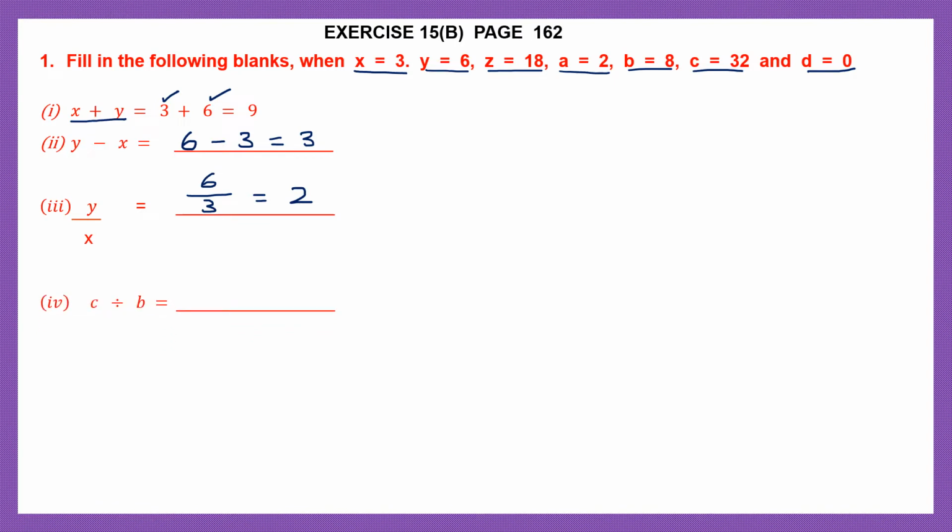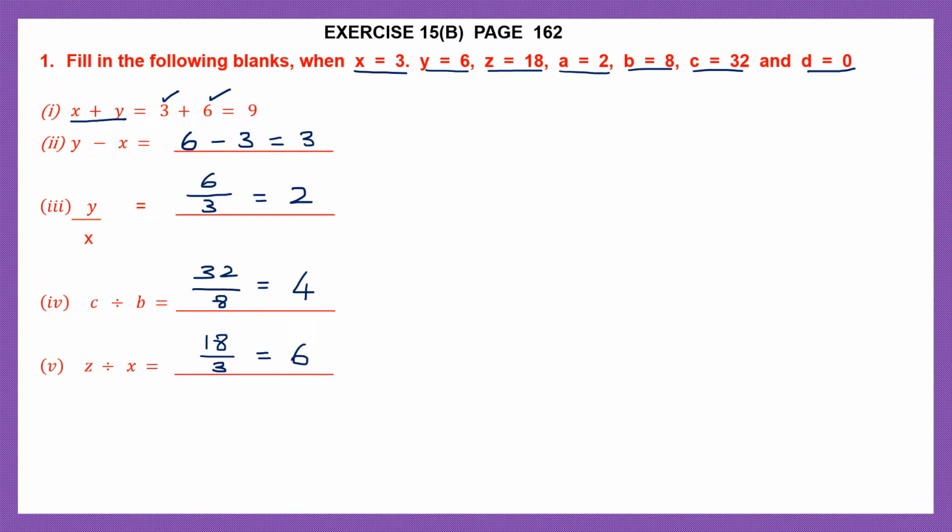Next one, c divided by b. What is the value of c? C is 32 divided by b, and how much is b? Look at the question, b is 8. Okay, now 32 divided by 8. 8 4's are 32, so the answer is 4. Z divided by x. What's the value of z? Z is 18, and divided by x, x is 3. Now 3 into what is 18? 3 6's are 18, so that is our answer.